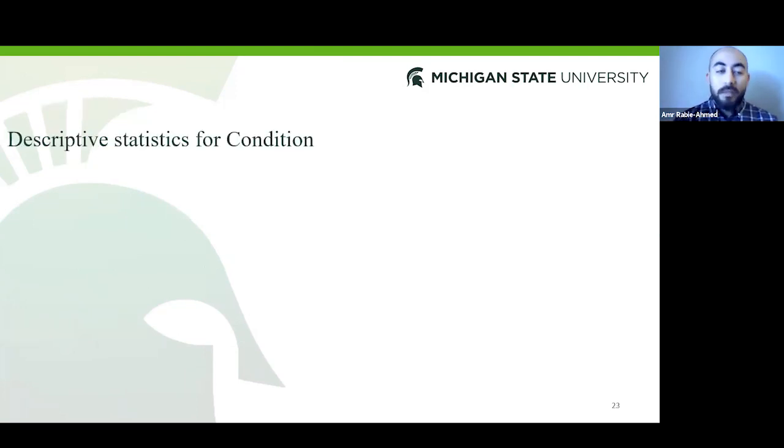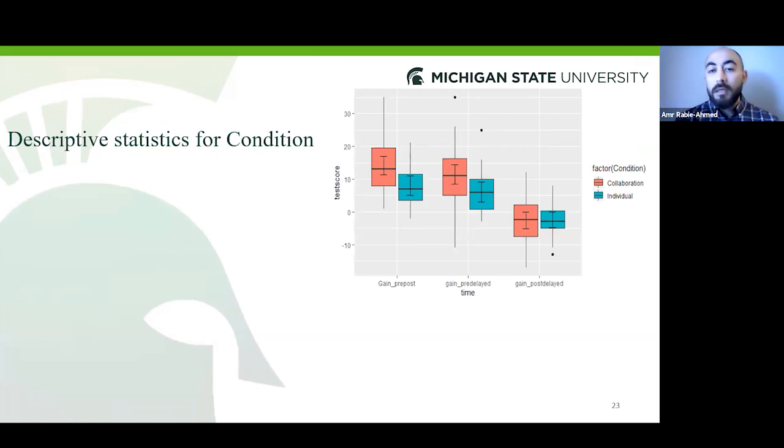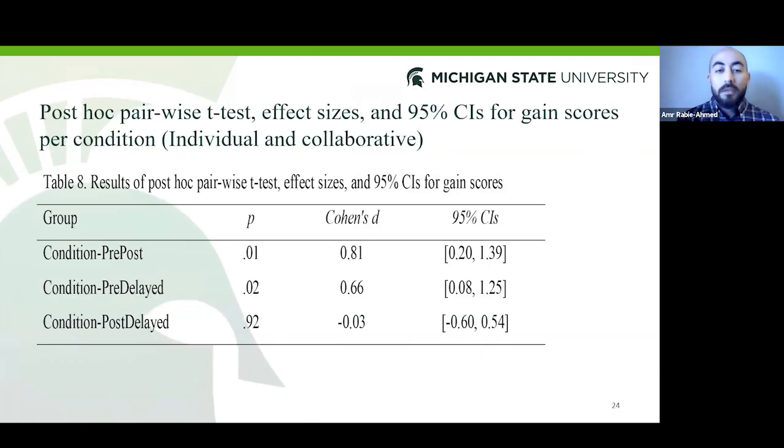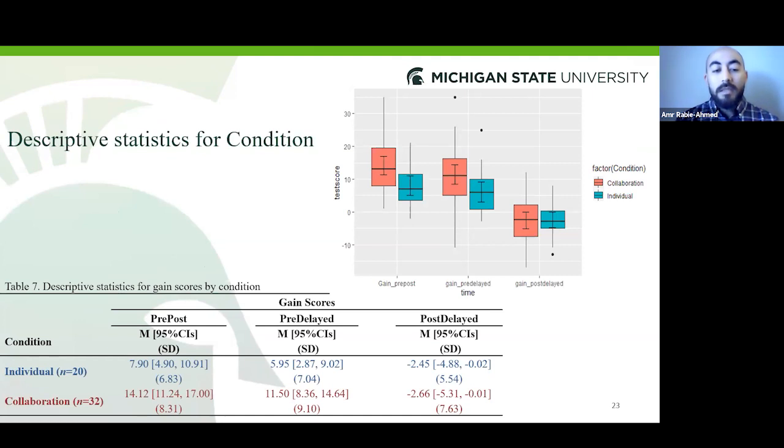So we grouped the participants by condition, not by task and condition, and the gain scores looked more distinct here. Looking at the numbers again, the descriptive mean scores, the 95% confidence intervals and the standard deviation, we can see that the gains made in the collaboration groups are almost double the gains made in the individual groups.